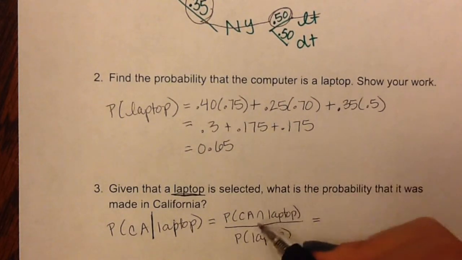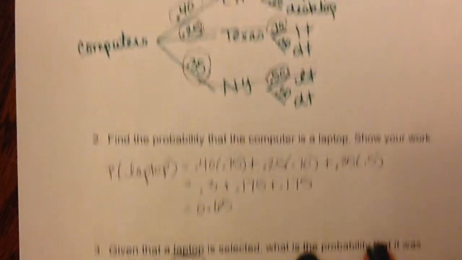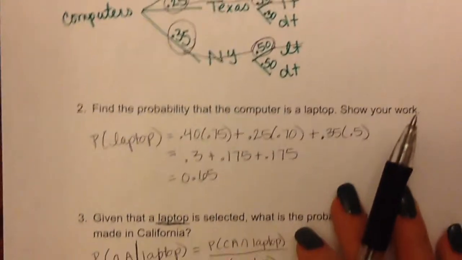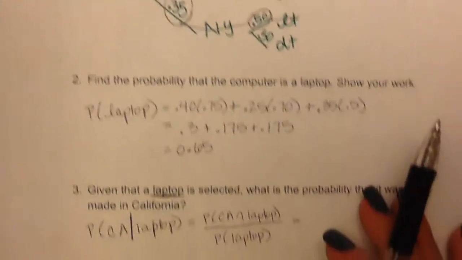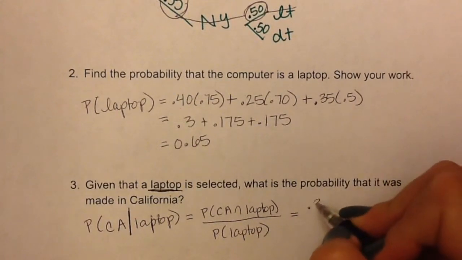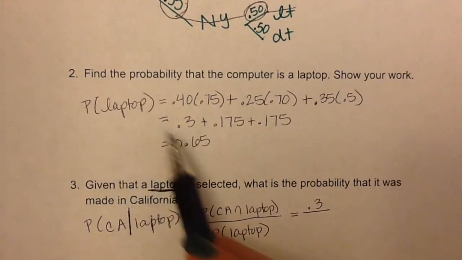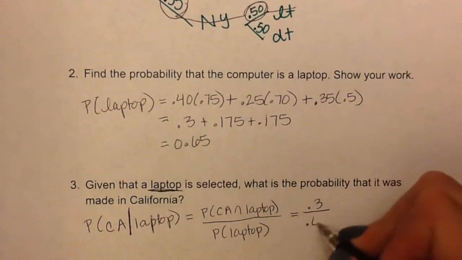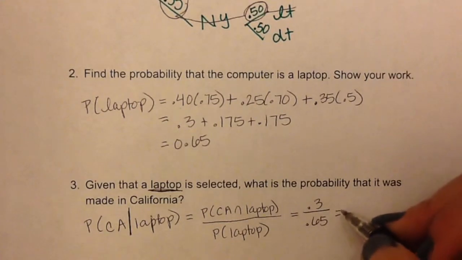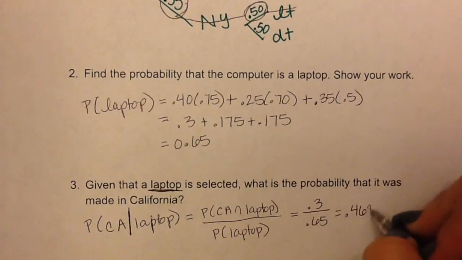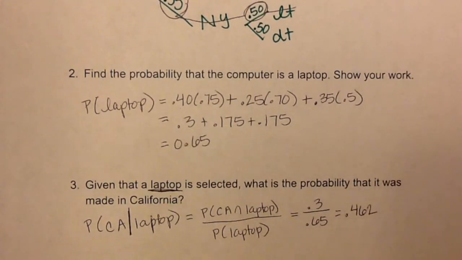So the probability that it's made in California and a laptop is what we did up here. California and a laptop, 0.4 times 0.75. Remember, 0.4 times 0.75 gave us 0.3. So we're going to have 0.3 divided by the probability of a laptop, which we calculated in number 2, and that was 0.65. And putting that into a calculator, we get 0.462. So about a 46% chance of getting, given that it's a laptop, that it was made in California.